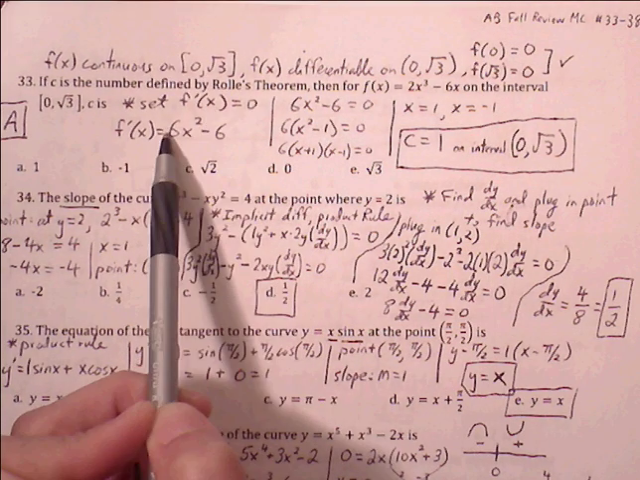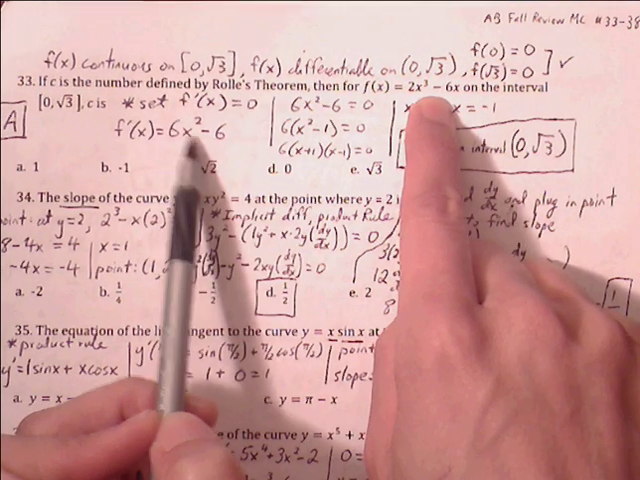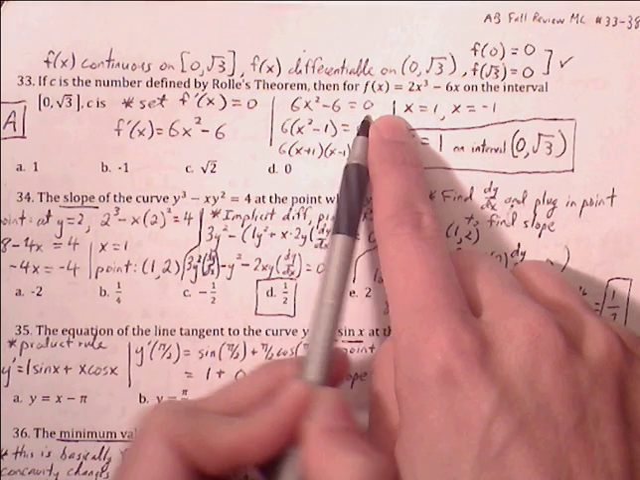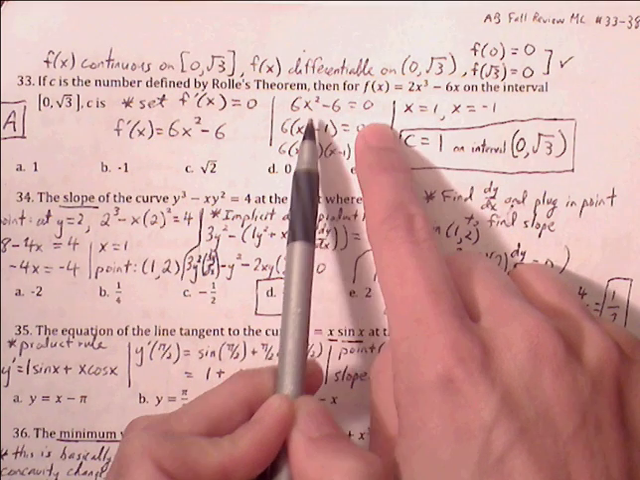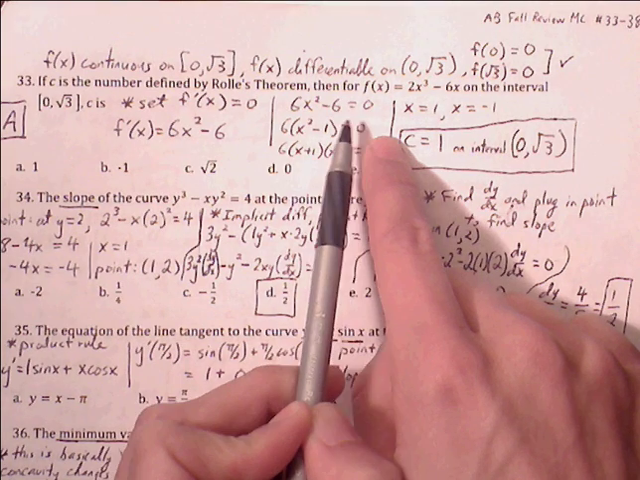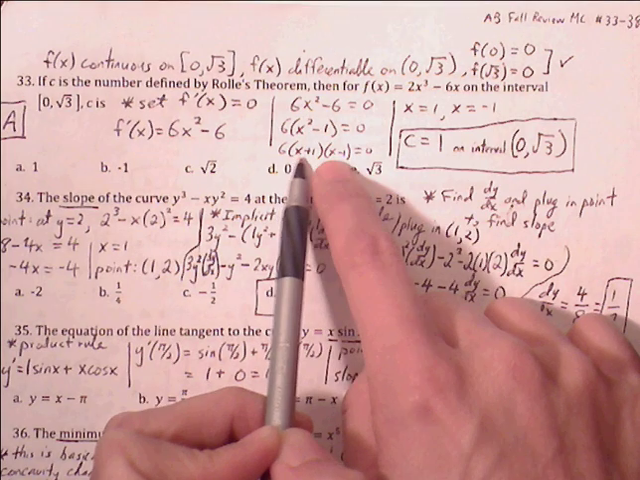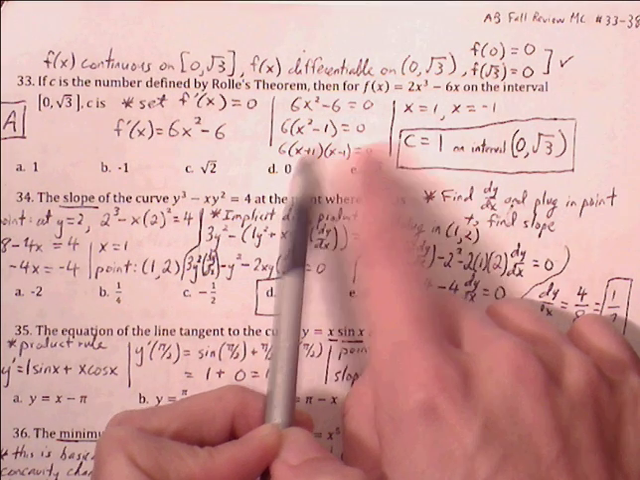So we find f prime, which is 6x squared minus 6. We set the derivative function equal to the slope that we're targeting, and then we solve for x. When we solve for x, we're looking for the location where this specific slope will occur. So I can factor out a 6, difference of squares, solve for x. I get x equals 1 and negative 1.